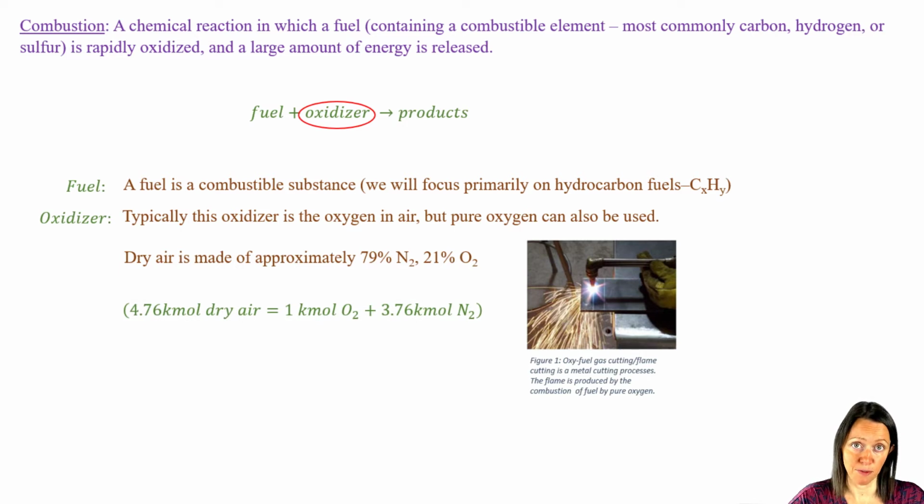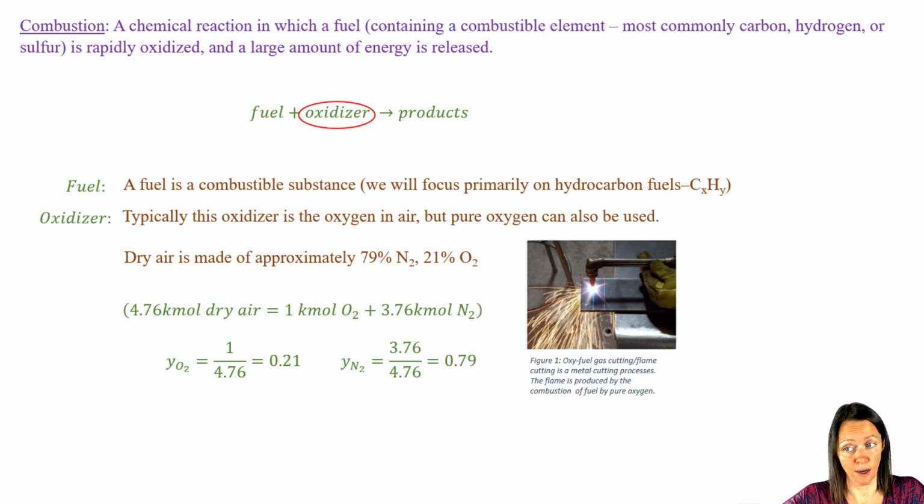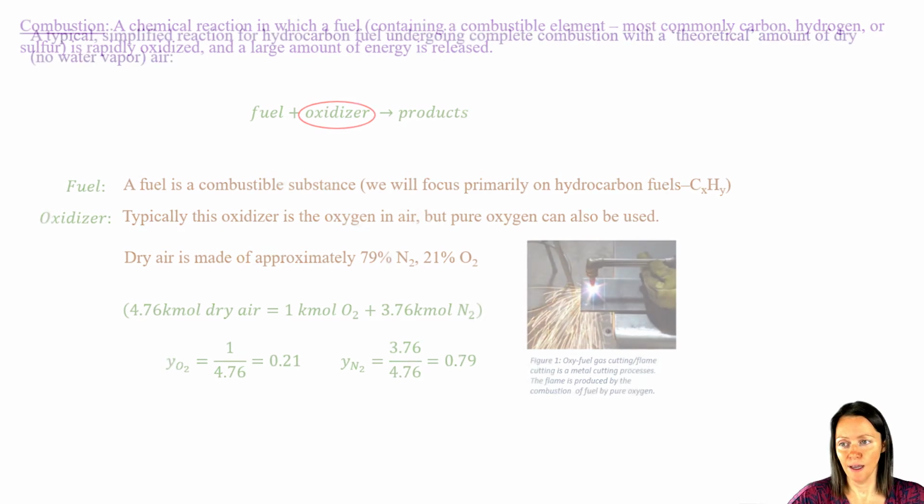And dry air is made up of approximately 79% nitrogen and 21% oxygen. There are other trace gases in there as well, but the majority of it is nitrogen and oxygen. So 4.76 kilomoles of dry air is equal to 1 kilomole of oxygen plus 3.76 kilomoles of nitrogen. And that's just something you're going to have to memorize for this class. So the 79 and 21%, those are mole fractions. So for the mole fraction for oxygen, you've got 1 kilomole of oxygen per 4.76 kilomoles of your dry air mixture of those two gases.